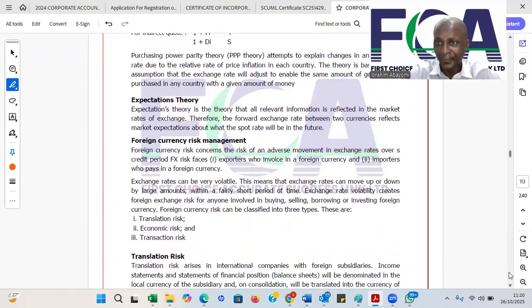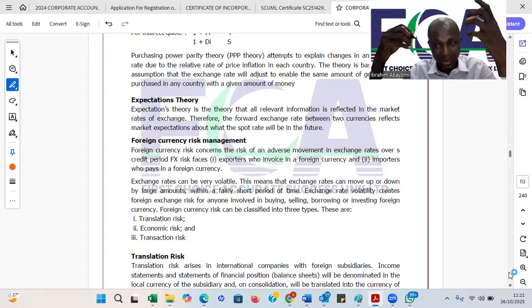Now, expectation theory. The expectation theory is based on the fact that the forward exchange between two currencies reflects market expectation, market consensus, market agreements. When we say market, we are talking of the forex market, the dealers in the market, what they expect exchange rate to be in the future. That's what we call market consensus. And that's what is referred to as expectation theory. You don't actually have a calculation for that. It's just for you to know what it means.